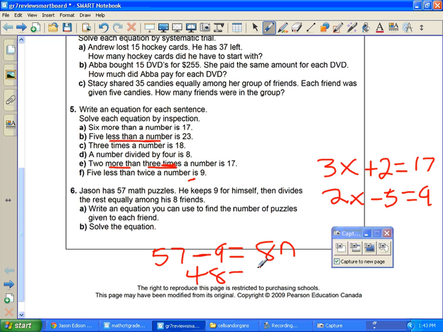So 48 equals 8n. And the only thing left to do now is figure out how much times 8 will give you 48. Okay, so really, that 57 math puzzles, and if he keeps 9 of them, you could have just automatically said, well, that's only 48 left then, that he divides equally among his friends.